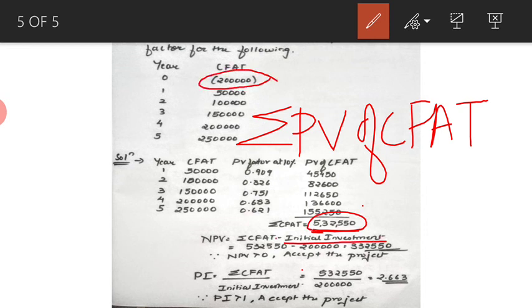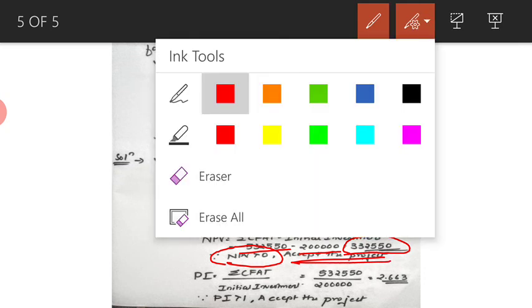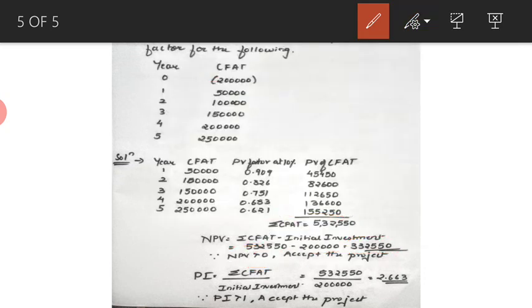Now what is the initial investment? 2 lakh rupees. So minus 2 lakh gives us 3,32,550. Okay, I am repeating, 5,32,550, that is the summation of present value of cash flows after tax, minus initial investment, which is 2 lakh, gives us 3,32,550. Now what is the criteria of NPV? If NPV is greater than 0, since NPV is greater than 0, you will accept the project. So this is how you calculate NPV.